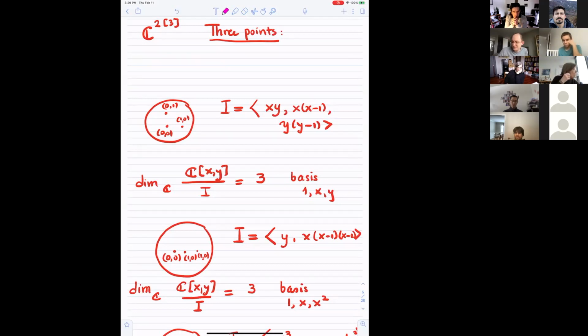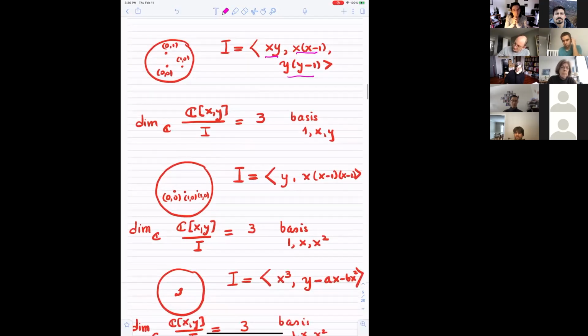First of all, I can take 3 random points like (0, 1), (0, 0), and (1, 0) in C^2, right? And then you can write down the equations of this thing with not too much difficulty. xy is always 0. And then either x is equal to 0 or 1, or y is equal to 0 or 1. So you can write down the equations like this. And again, if you looked at this dimension, the polynomial ring modulo the ideal, it would be 3, spanned by 1, x, and y if you want, right? Because this solves for y squared, this solves for x squared once you have x and y, and this gives you xy.